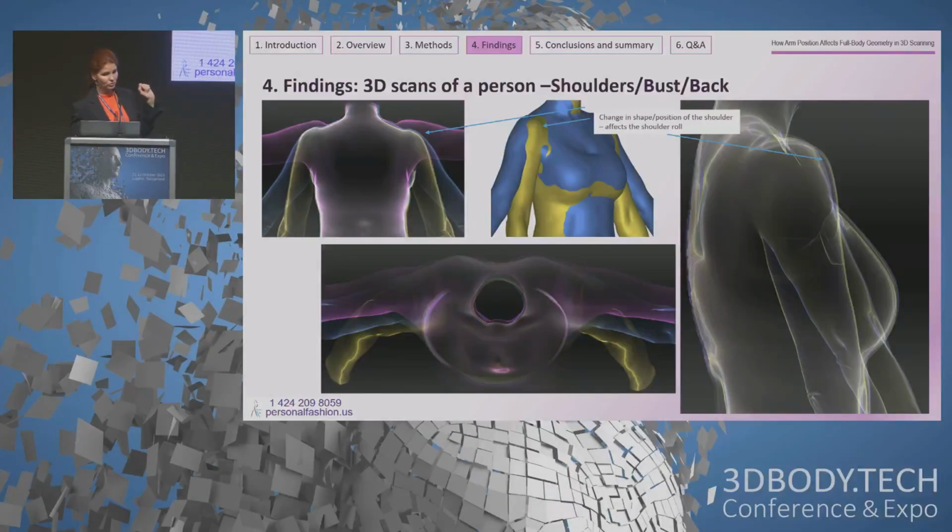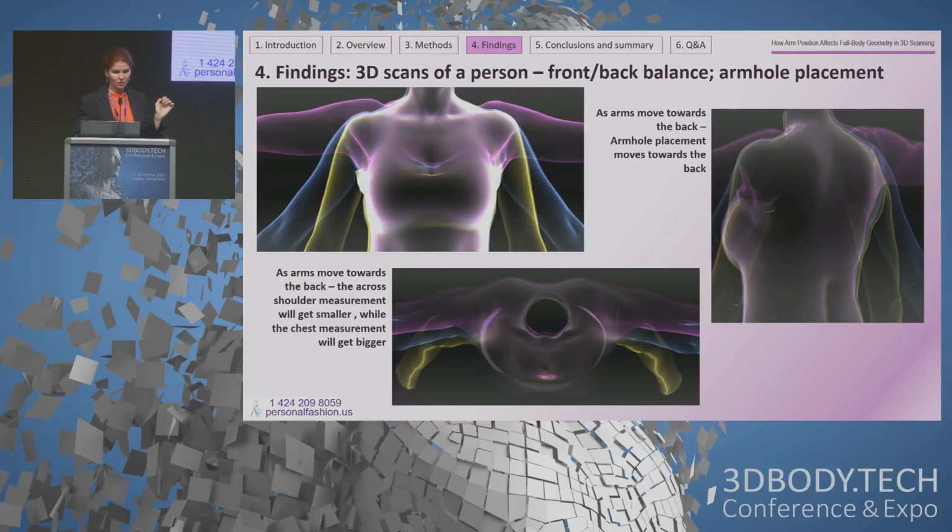So we can see also how the shoulder goes forward. The blue line goes a little bit more round towards the front rather than the yellow line. So the yellow, that's the arms down, and the blue is the T-stance. In the view from the top, we can see how the arms go towards the back and how it changes the shape of the back curve. And that's going to affect our measurements.